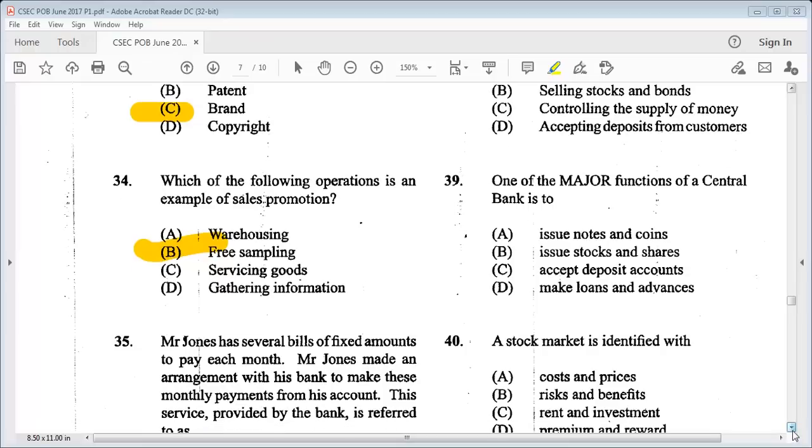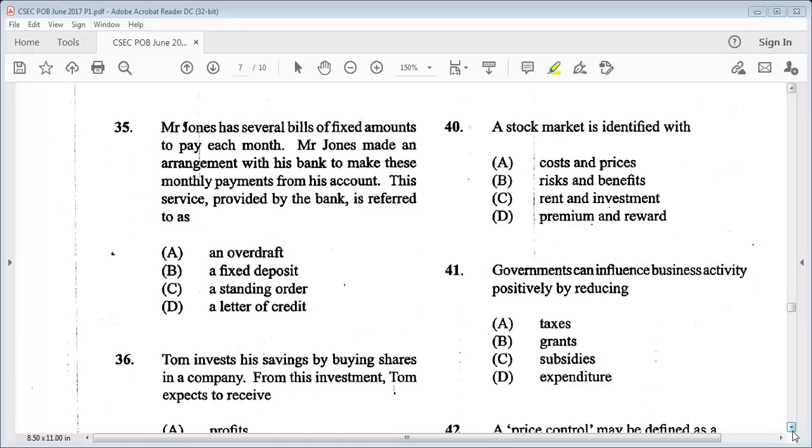35 says, Mr. Jones has several bills of fixed amounts to pay each month. Mr. Jones made an arrangement with his bank to make these monthly payments from his account. This service provided by the bank is referred to as, we know it is C, a standing order.